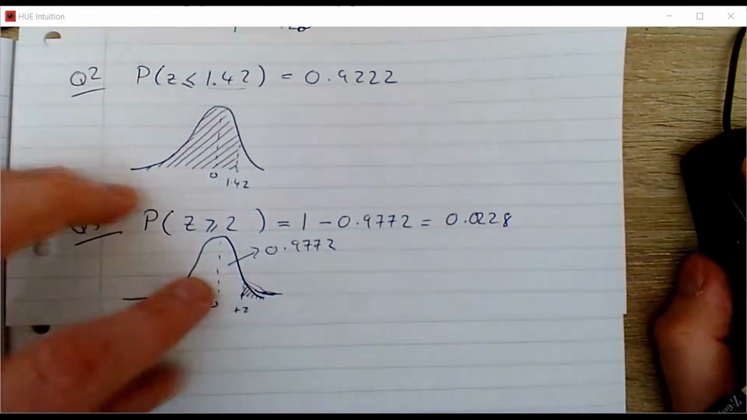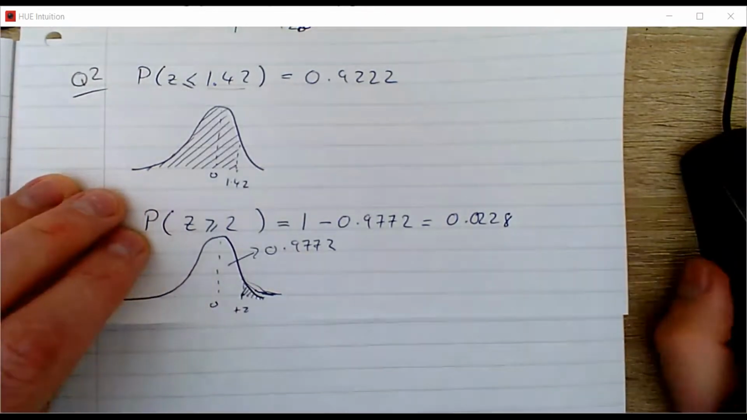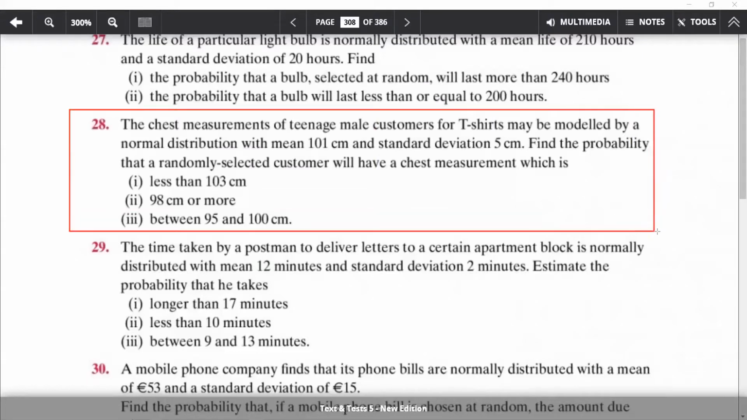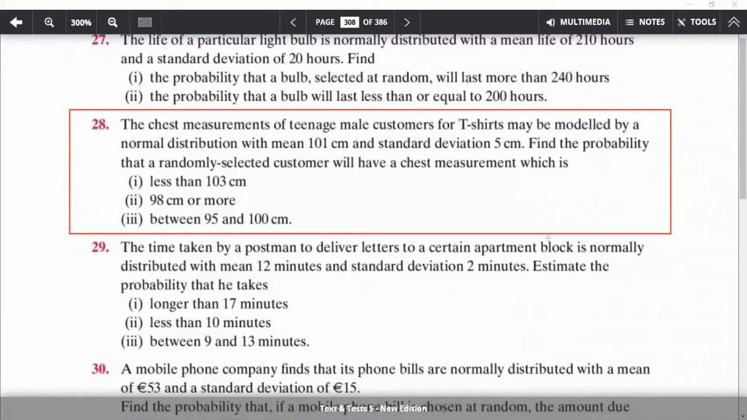Right, I'm going to look at an example before I come back to some more like this that has a little bit more meat on it. Okay, question 28 here. The chest measurements of teenage male customers for t-shirts may be modeled by a normal distribution with a mean of 101 centimeters and a standard deviation of 5 centimeters. So this is t-shirt sizes. Find the probability that a randomly selected customer, so any one person from a very large group, will have a chest measurement which is less than 103 centimeters.